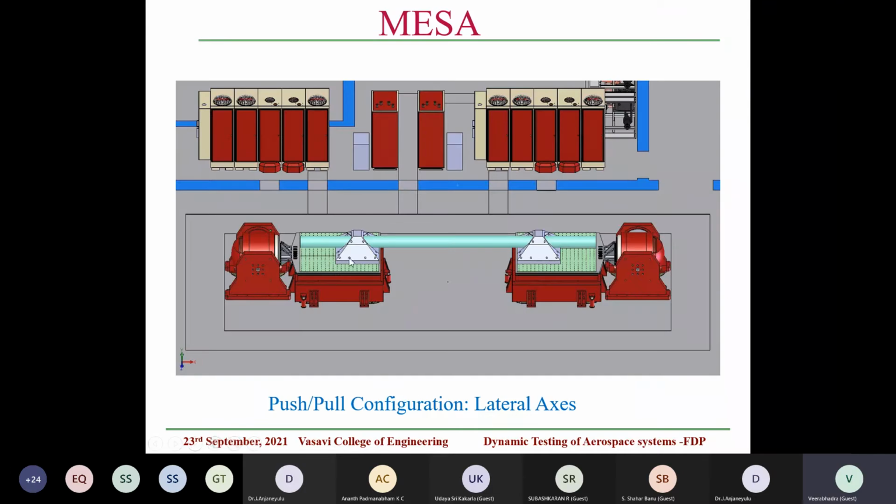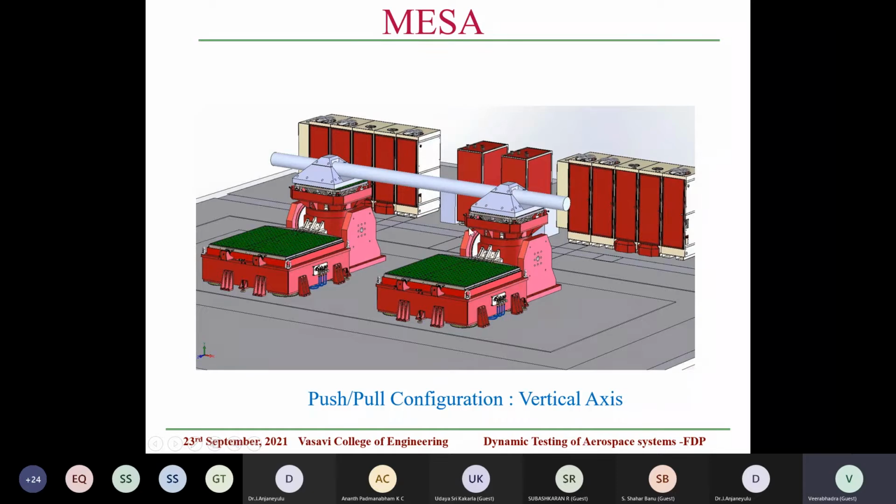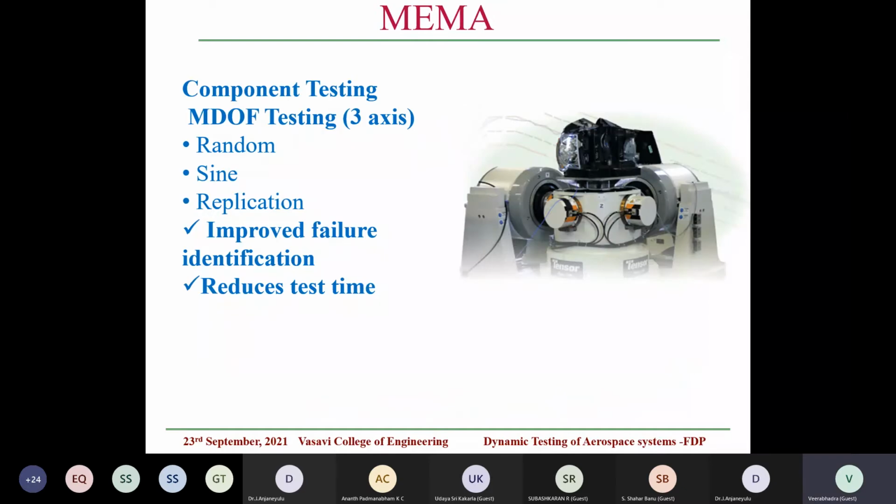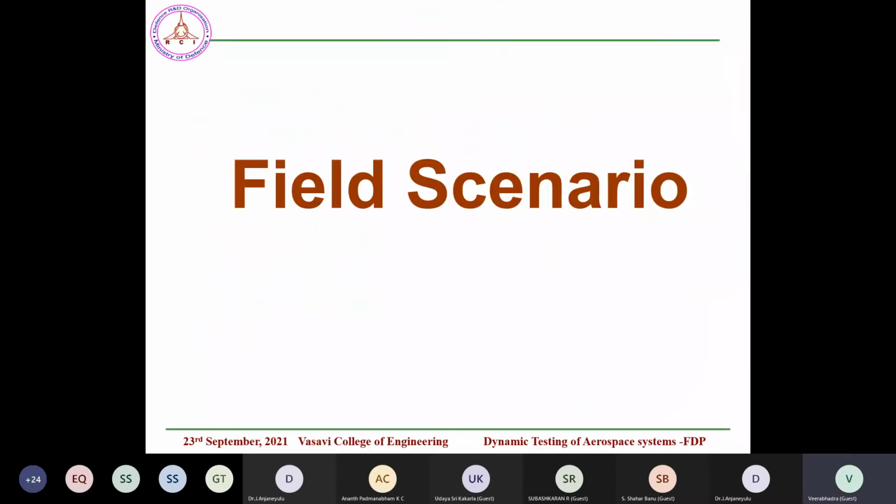So a typical example I am showing here. You can couple 2 shakers like this and put them at a far off distance and test the entire system in one go, or couple side by side and so on. Or you can do like this also, make them up and then do like this. These are widely followed by NASA and many other defense agencies. Or you can couple all 3 axes at a time and do.